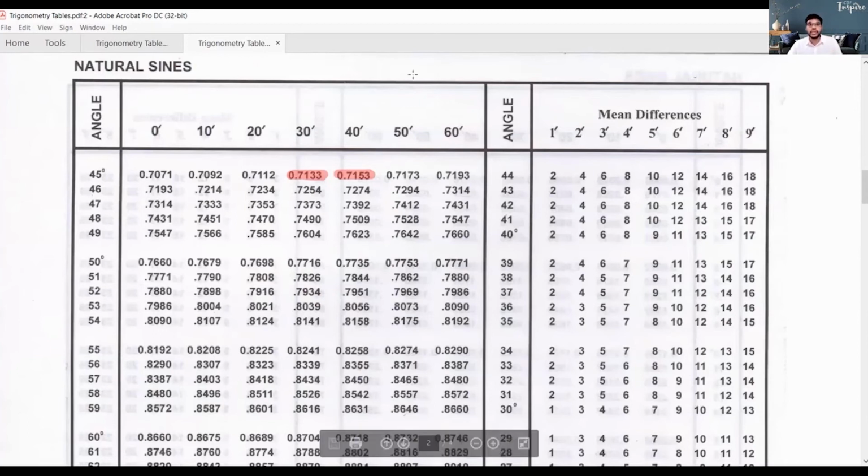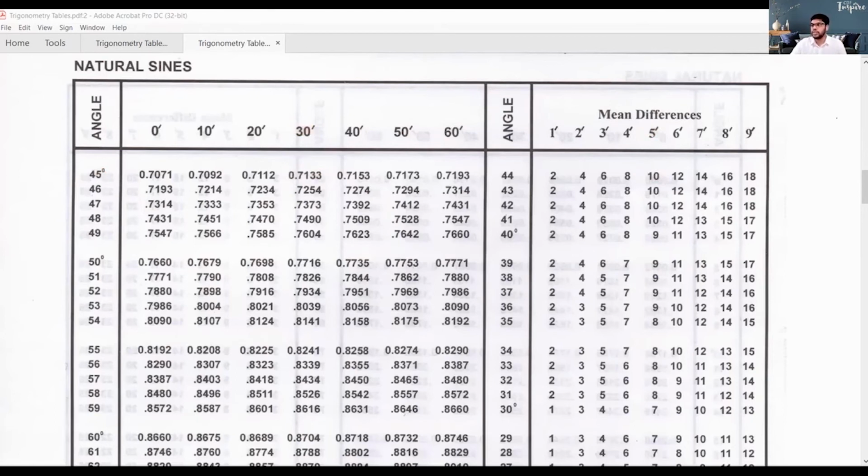So children, we always get the lower one and we add to that, right? So we stop at 7133, and remember children, you have to add 10. Okay, so when we add 10, we add from the mean differences over here, right? So that means our angle is going to be 45 degrees 30 minutes plus 5 minutes, that is 45 degrees and 35 minutes is our answer. Okay, so that's how you find the angle.